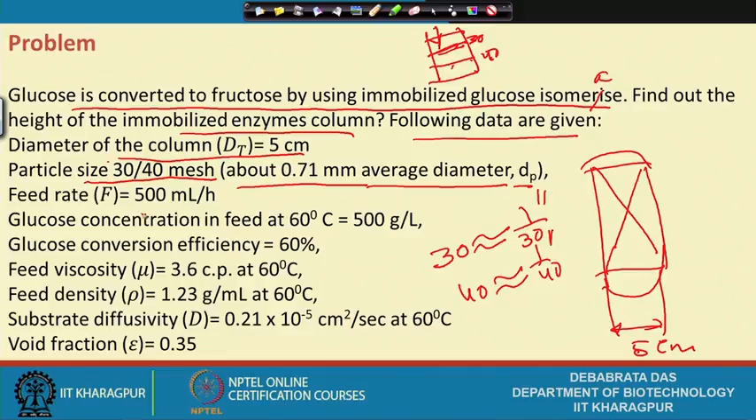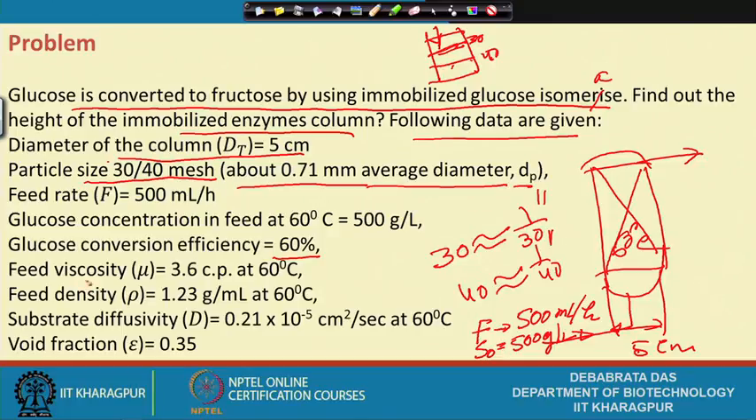Now the feed rate: you are continuously passing the liquid, about 500 milliliter per hour. Am I right? The operating temperature is 60 degree centigrade, and the glucose concentration here is about 50 grams per liter. So S0 you can consider 500 gram per liter. Now the glucose conversion efficiency means 60% of glucose should be converted into fructose in the product, so that we can easily find out.